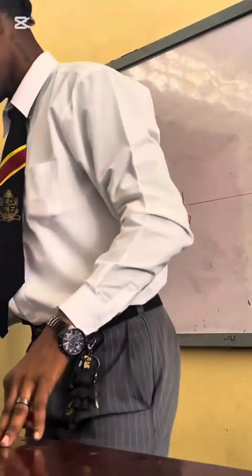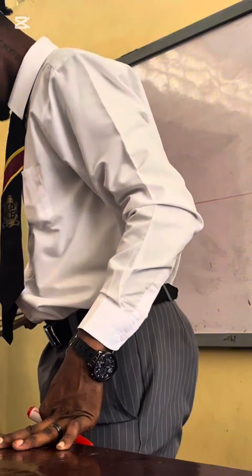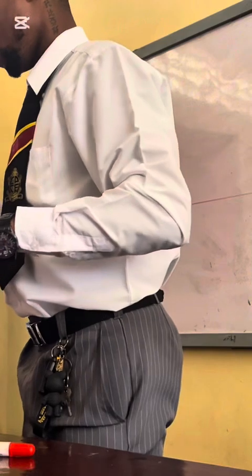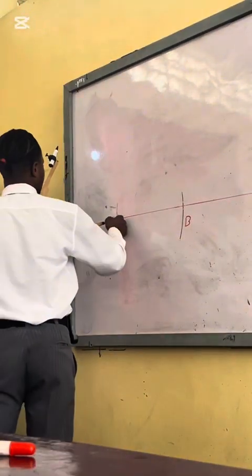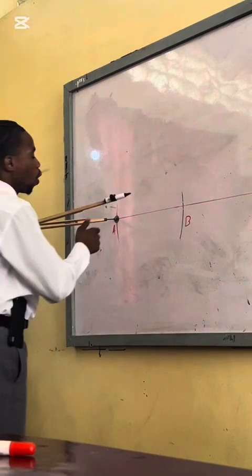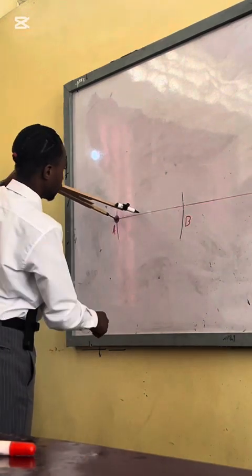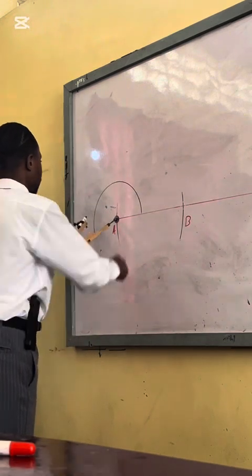What would be the next step? Place your compass point at A and open your compasses to less than half of our AB line, and scribe an arc. Good. So what we do is place your compass point at A, open to less than half of our AB line, and we will scribe an arc. Good.